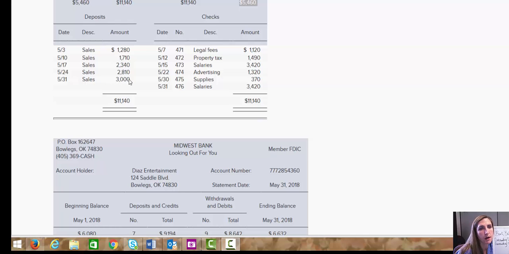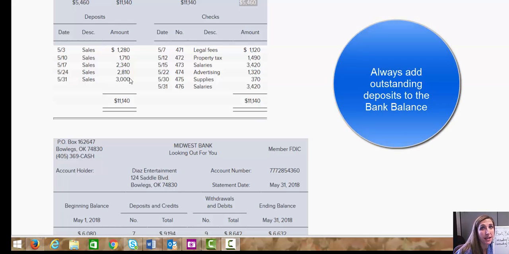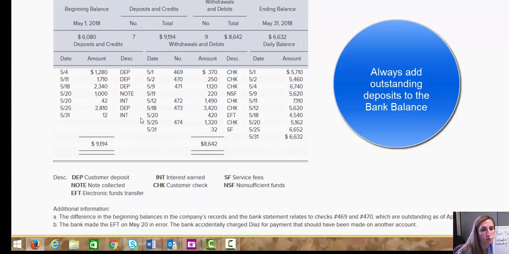Always outstanding deposits are added to the bank balance because you already have it in the company record. It looks like on this example, 5/31, there was a $3,000 deposit that does not show up on the bank yet. It will probably show up on June 1st.